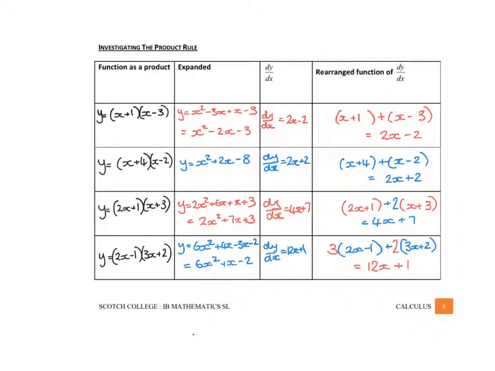Okay, what we've got to try and spot is how did I know to put a 2 there? How did I know to put a 3 there? Where did that 2 and that 3 come from? And we've got to try and spot the patterns. But for now, I want you to have a go at filling in the table that's similar to this in your books, and have a play at that final column, and then later we'll figure out what the rule is for differentiating products like this.